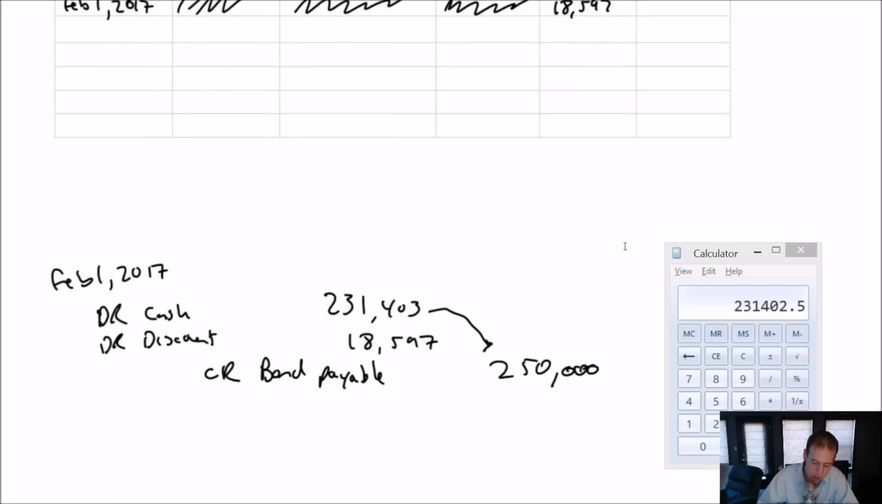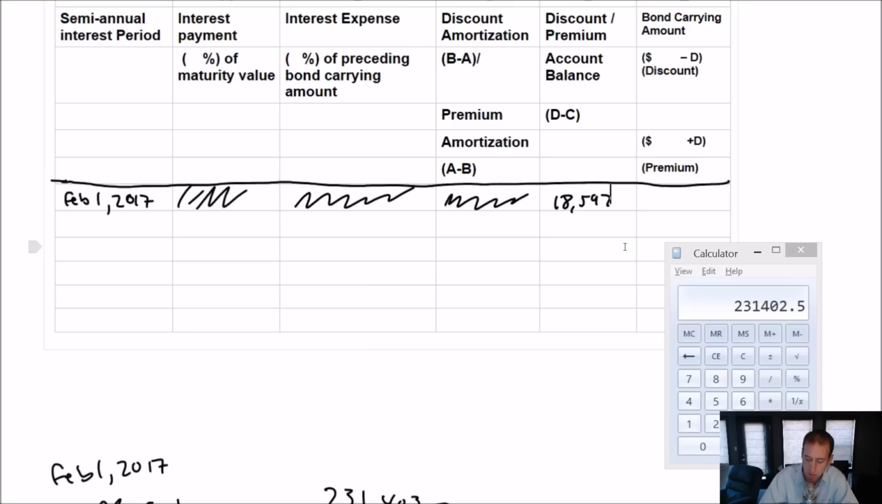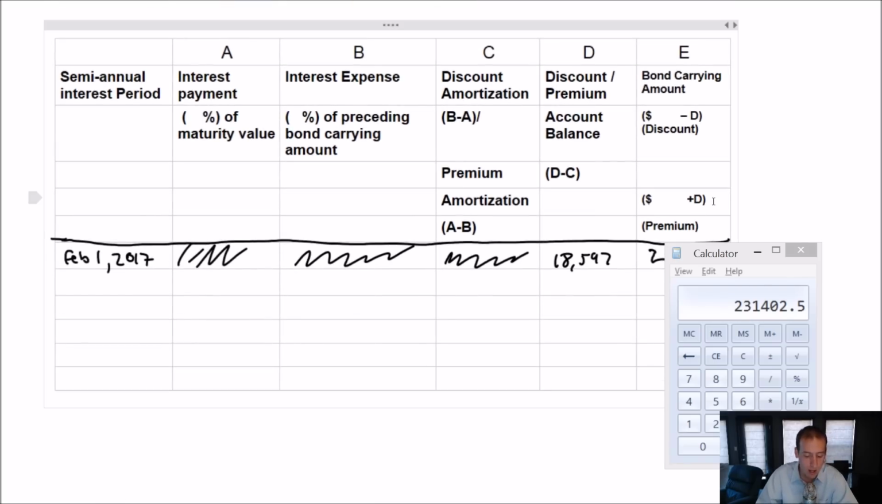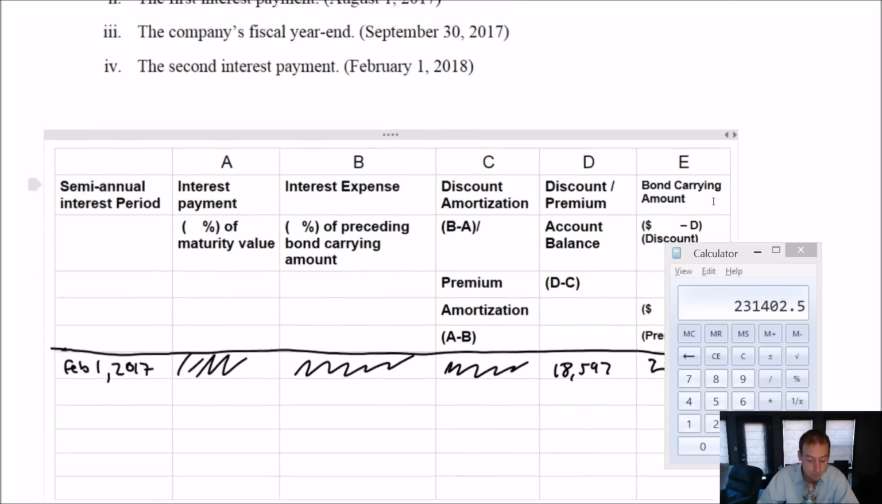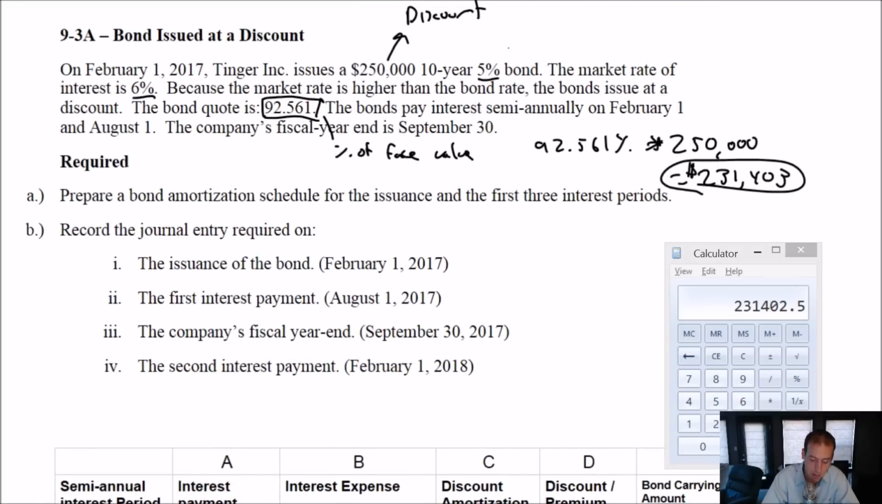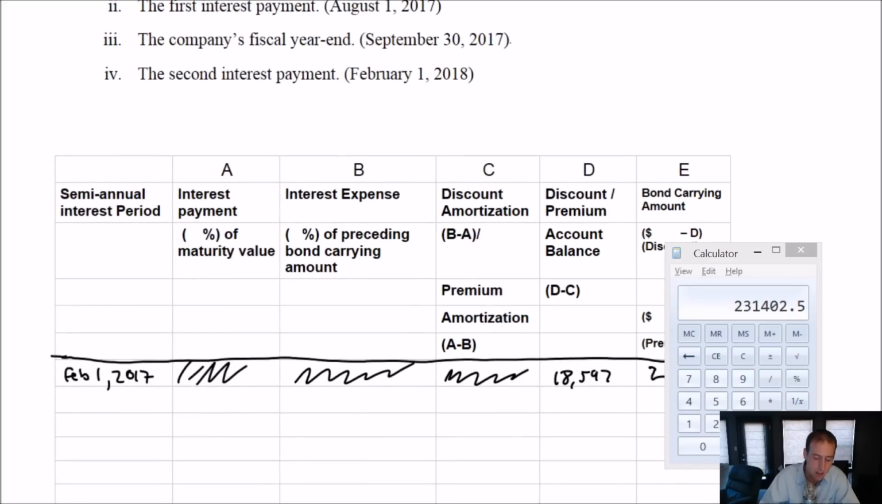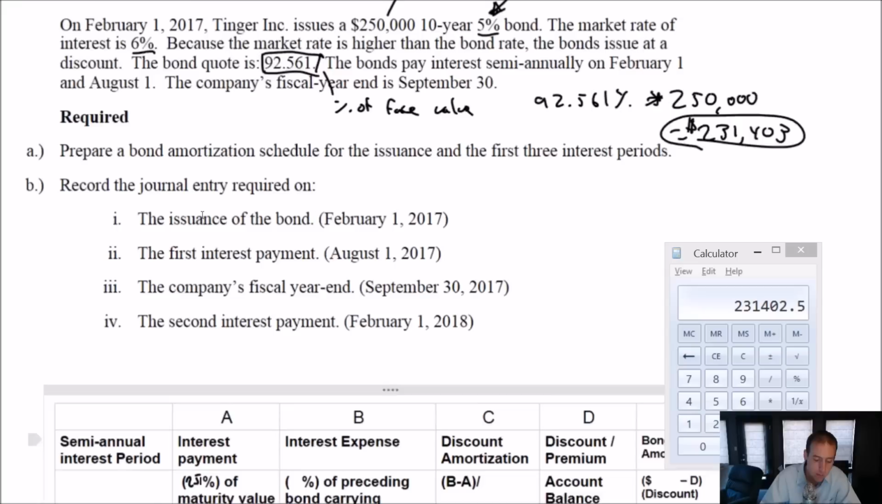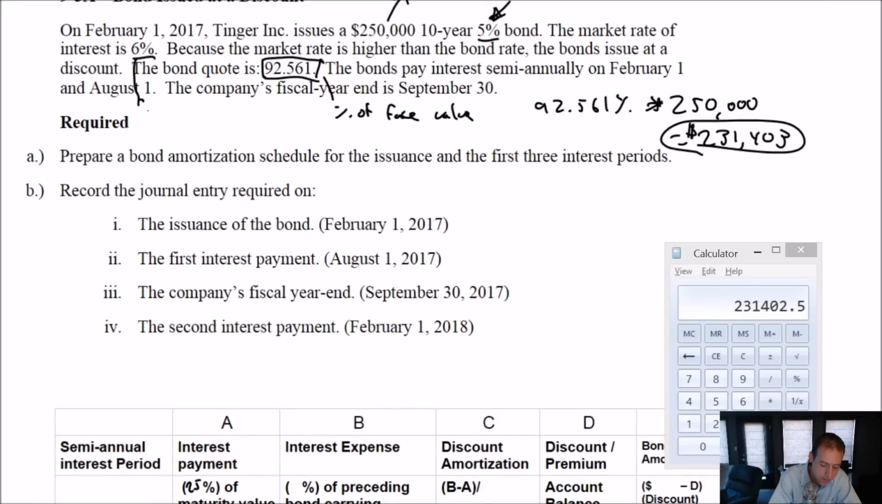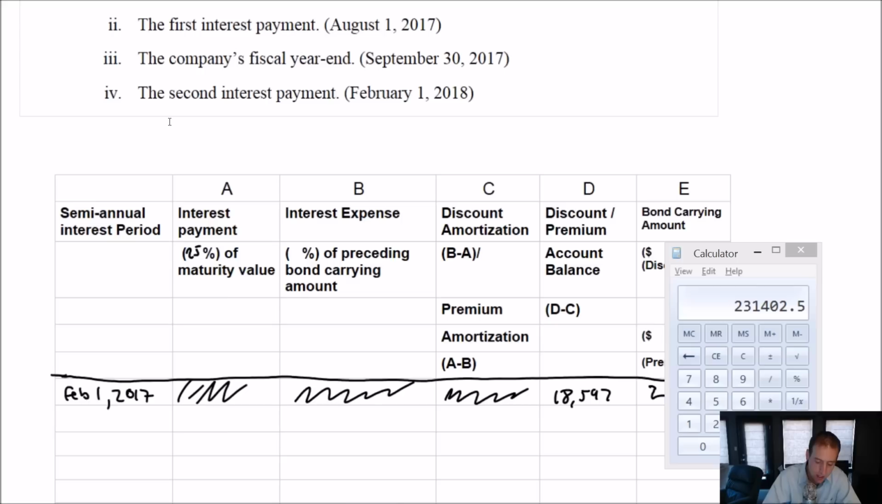And we also said that this thing we were going to get cash of $231,403. And that's the bond's carrying amount. Now I should actually fill out the top part of this while I'm here. Our interest payment was going to be based on a 5% bond. That's our promised amount of interest. So our interest payment is not 5% of maturity value, it's half of that because everything on a bond is semi-annual. So it's 2.5% of my maturity value. My interest expense, not 6%, it's half of that. It's 3% because again, everything related to a bond here is semi-annual.